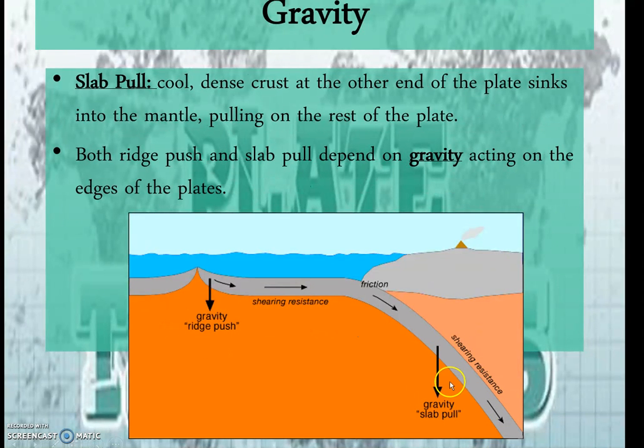Then something similar is happening down here. Gravity causes slab pull. Again, gravity wants everything to move towards the center of the Earth. So gravity pulls this end of the plate down into the Earth because its cool, dense crust sinks into the mantle, pulling the rest of the plate along. Both ridge push and slab pull depend on gravity to act on the edges of the plate.